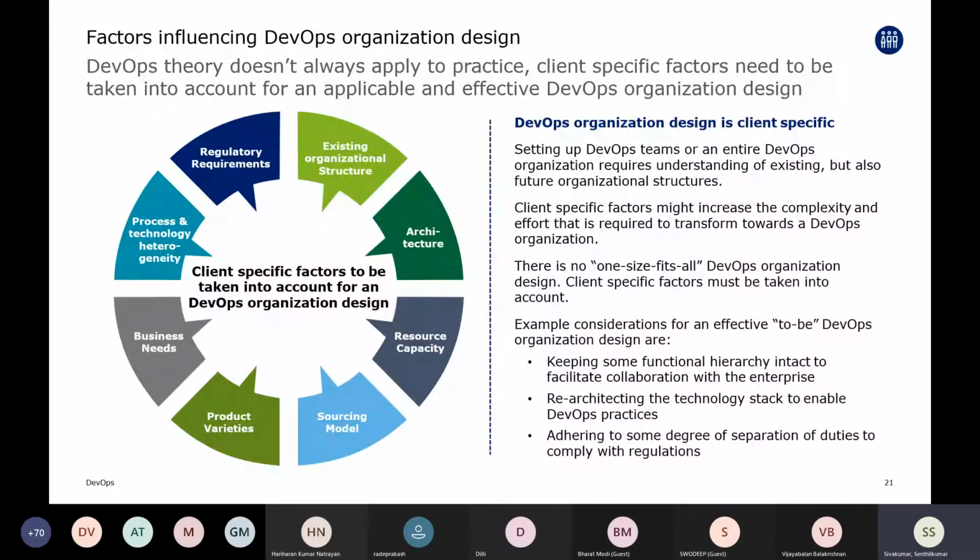To avoid that, note that DevOps theory is not always applicable to practice in all aspects, in terms of regulatory requirements, existing organization structure, architecture, resource capacity, and sourcing model. You can drive this in a specific model in application lifecycle management, or it can be compared with one at a time. So like that, it will be compared and you can see what the influencing factors are.